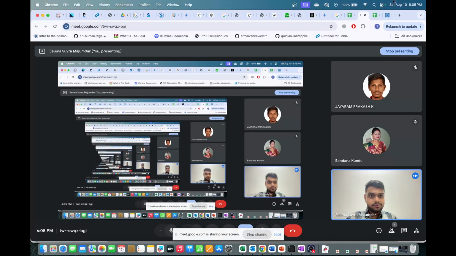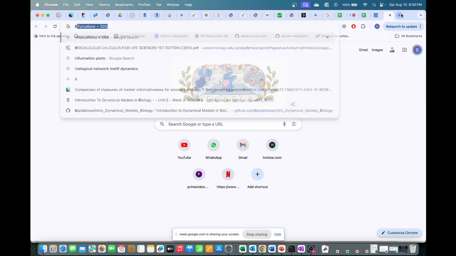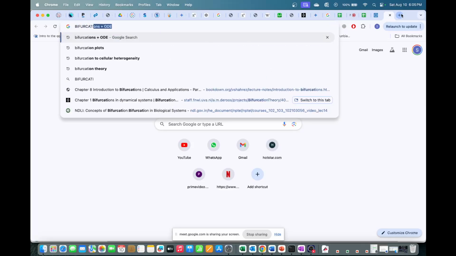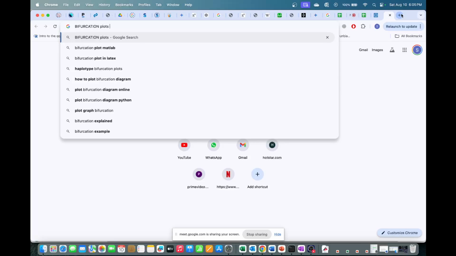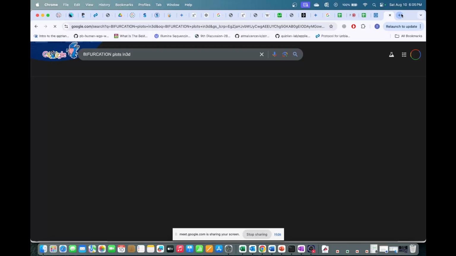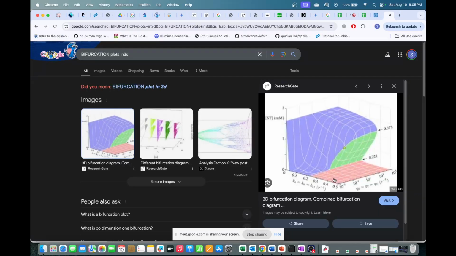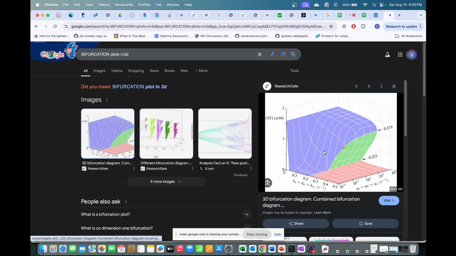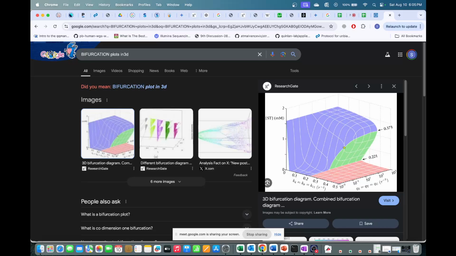I'll show you in Google, bifurcation plots in 3D. So this is how 3D bifurcation plots look. You will have two parameters on this side. This is your dependent variable, and you're checking how the whole landscape is changing according to these two variables, right? Is it okay?